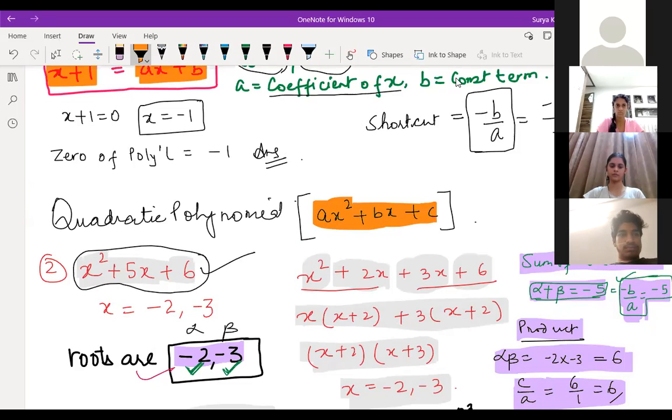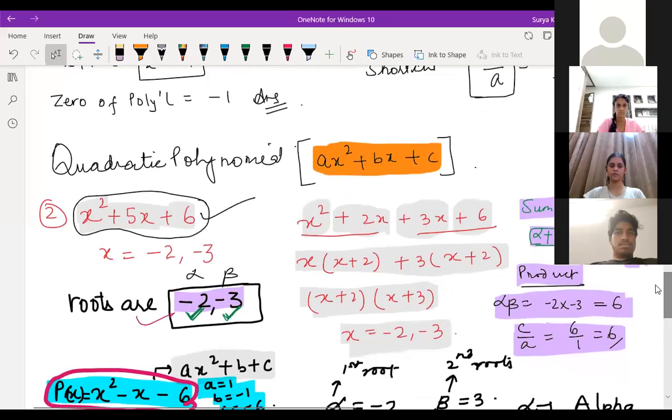So the general formula of a quadratic polynomial is ax square plus bx plus c. Okay, children. So we have to compare the same equation with this ax square plus bx plus c. What do we get?